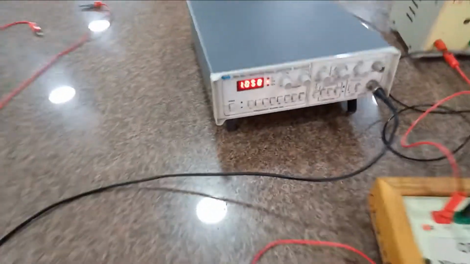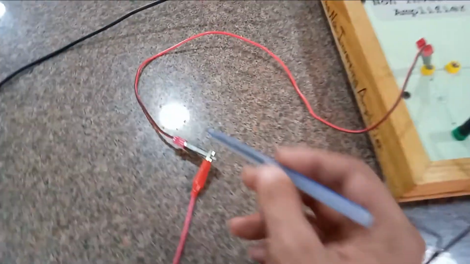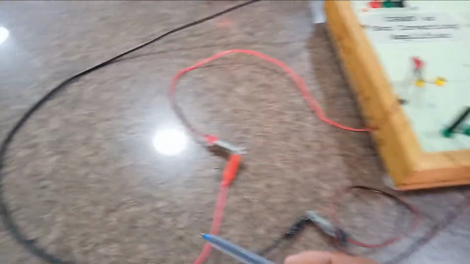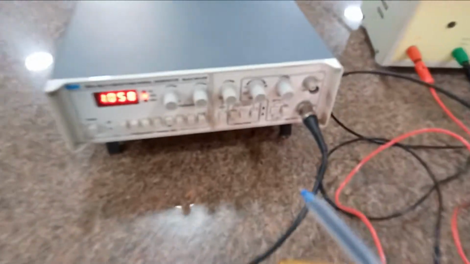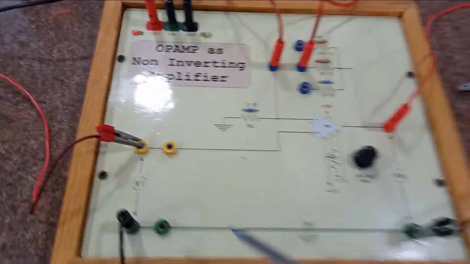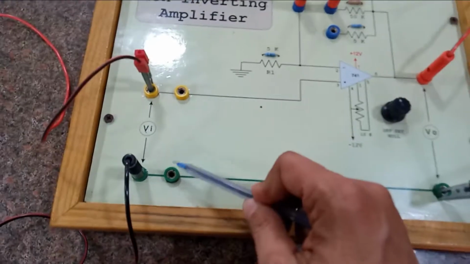Now this connection has been taken from the probe and connected to the input. You can see this wire. It has been connected to the input of the circuit, that is going to the function generator, right? So this is the input of the circuit.